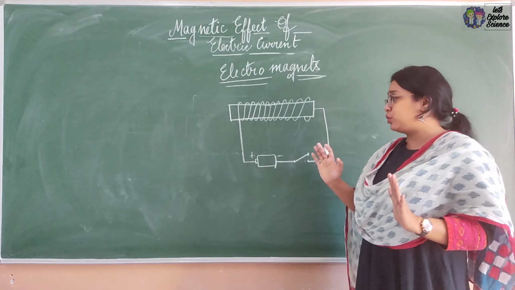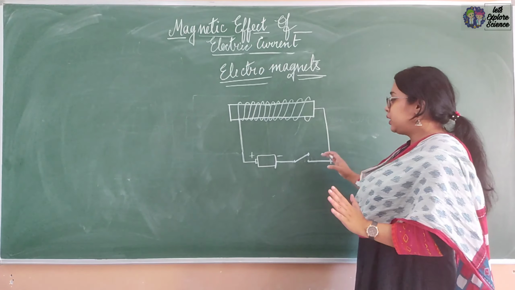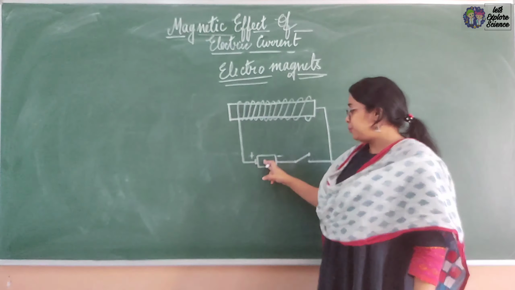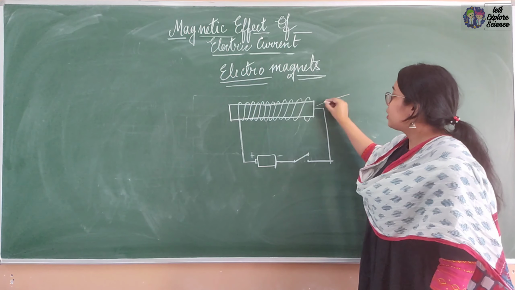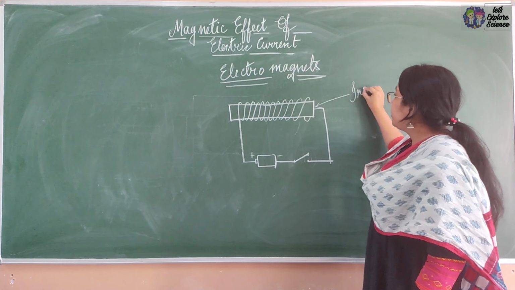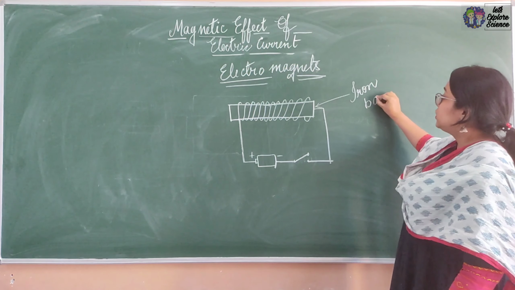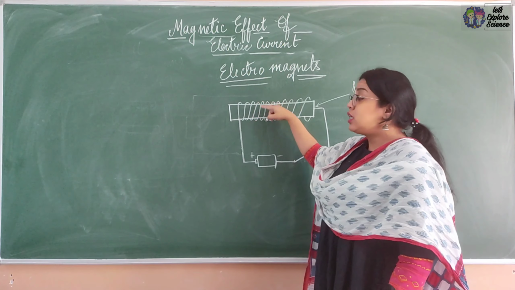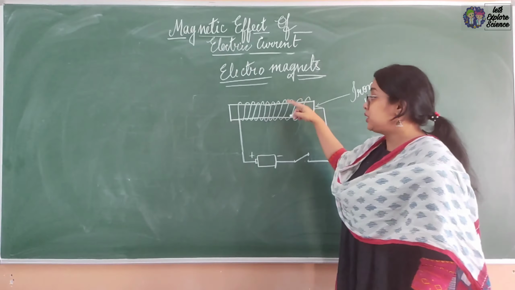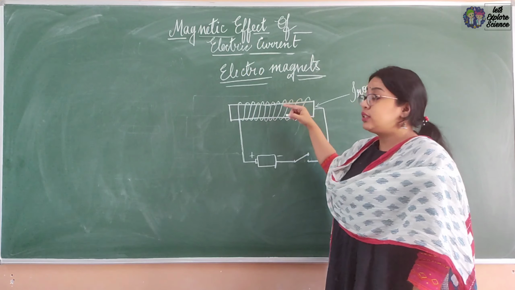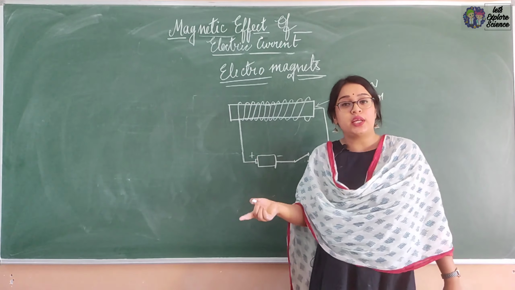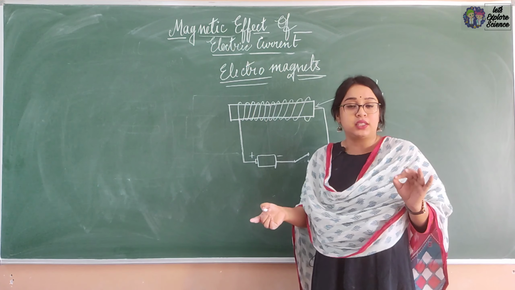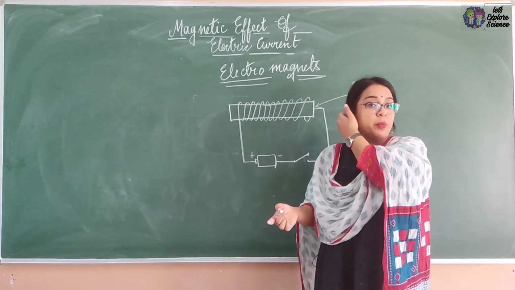Now how can we make an electromagnet? It's a very simple process. See, it's a very simple circuit. Here we have a cell, a switch, and this is an iron bar. This is not a magnet, this is an iron bar, and see, we have wrapped insulated copper wire around it, a coil of insulated copper wire. Now what is insulated copper wire? It is copper wire which is coated with a plastic covering. That is called insulated copper wire.